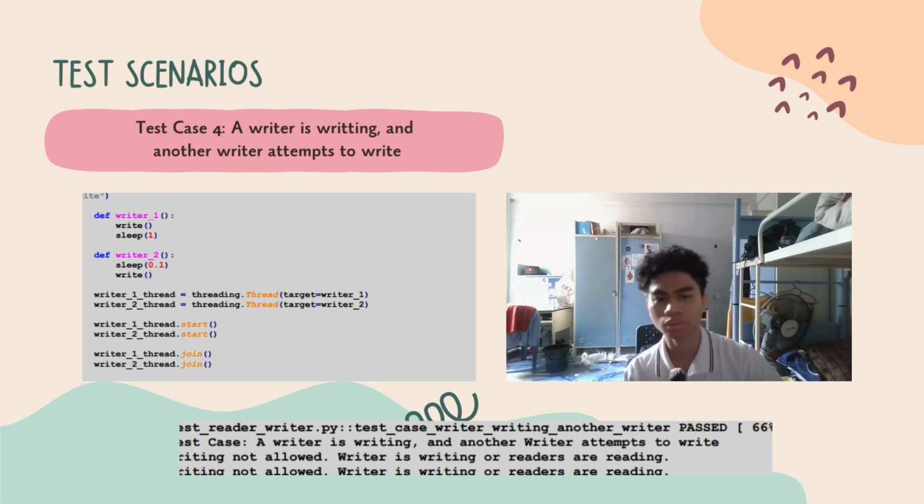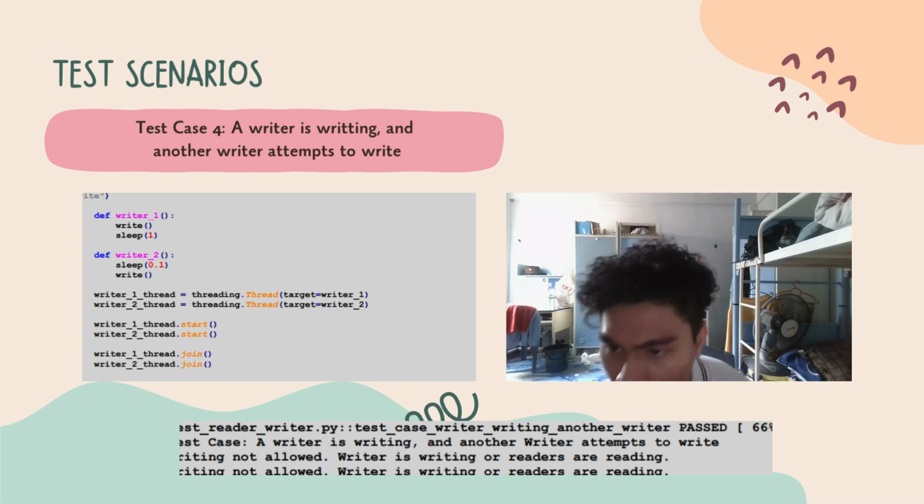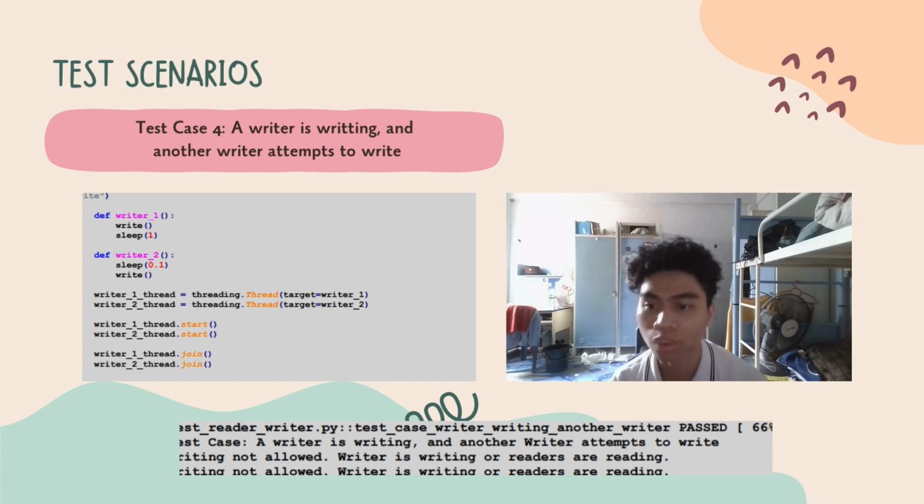So let's see the output. Writing not allowed. Writer is waiting or reader are reading. Writing not allowed. Writer is writing or readers are reading. So why does this happen? This is because the system checks if a writer is already writing or a reader is reading. Since a writer is already writing, the second writer is not allowed to write.